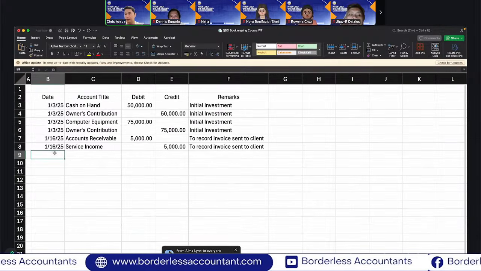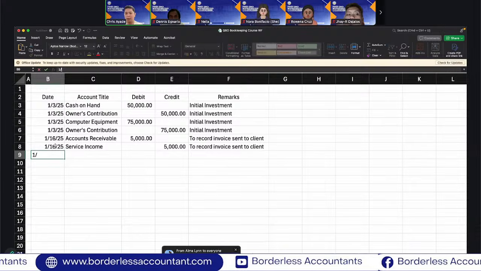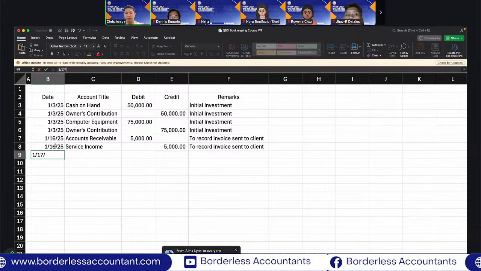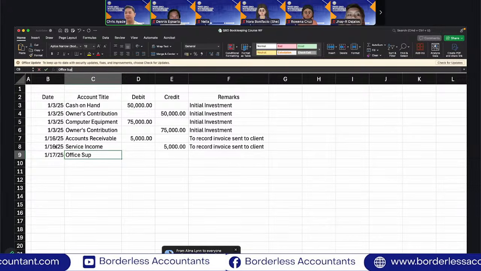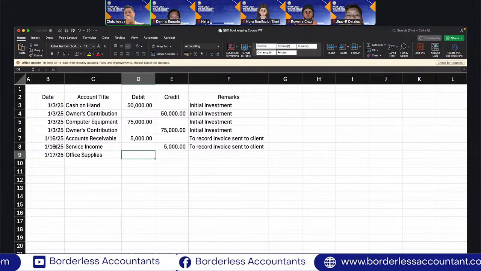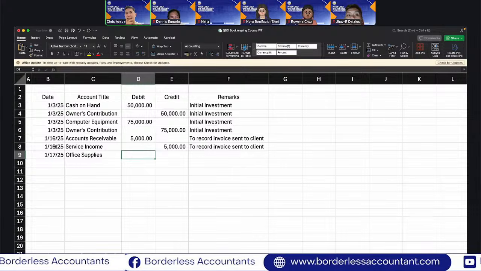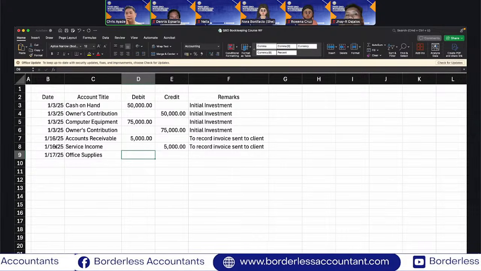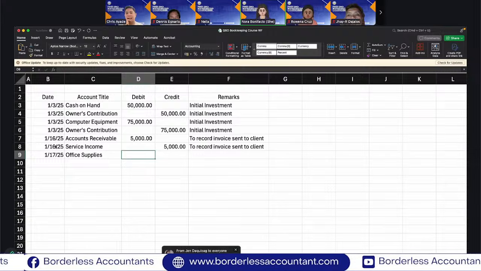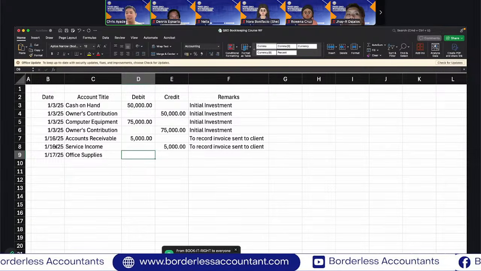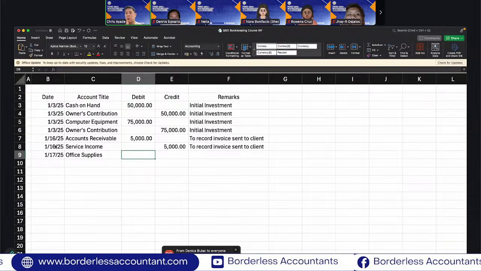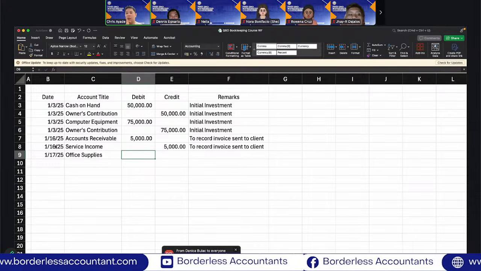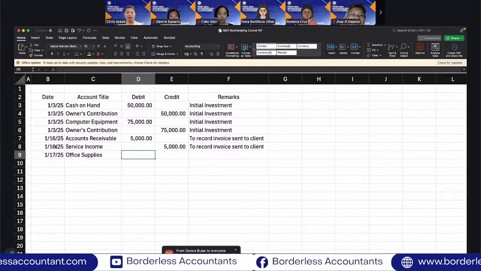So, let's say we purchased that the day after. So, 1/17/25. So, ano ulit yun? Office supplies. Ano nga yung normal balance ng expense? Is it debit or credit? Debit, right? So since we are increasing the office supplies, we're gonna be debiting it, correct? Tama ba? Yes po.